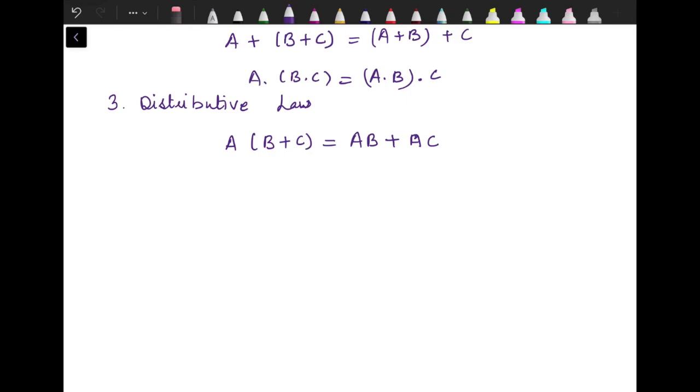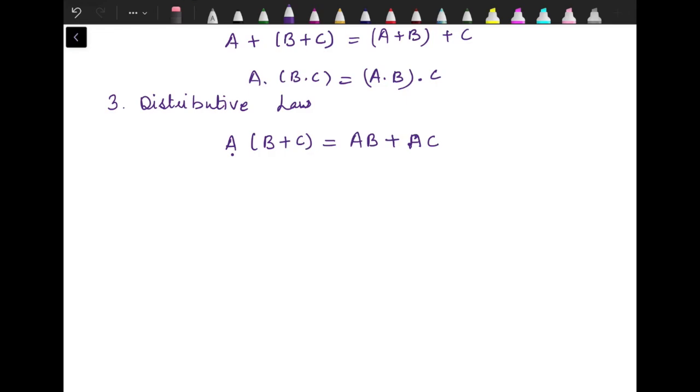This means ORing of several variables and then ANDing will result in a single variable, which will be same as ANDing single variable with each variable then ORing them together. Means here A is a single variable that is ANDed with B or C, and here this single variable is ANDed with each variable, that is with B and C, and then they are ORed together and their result is same.